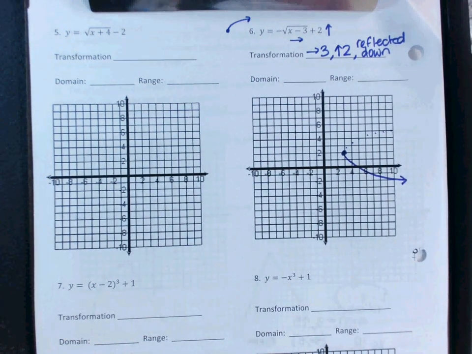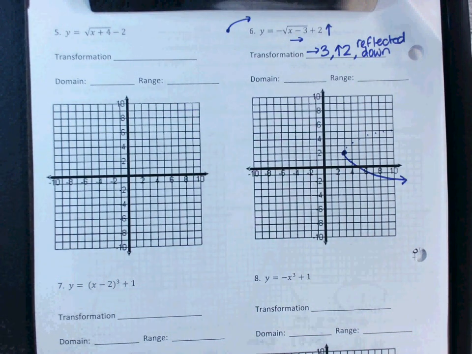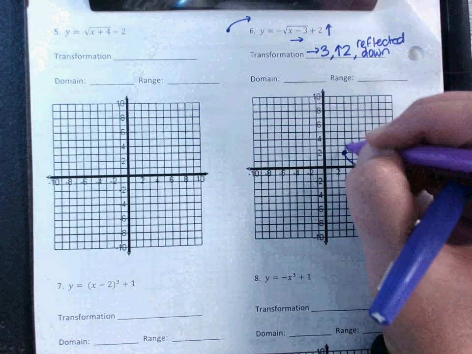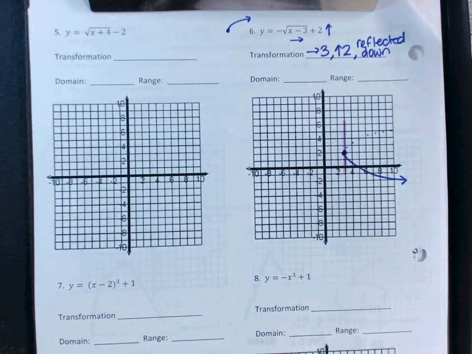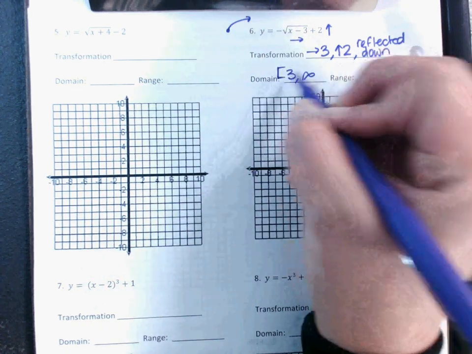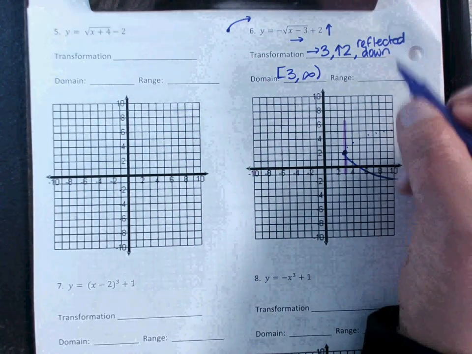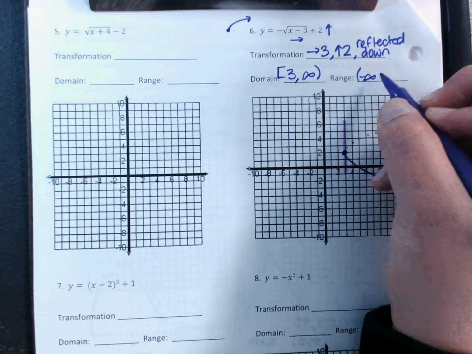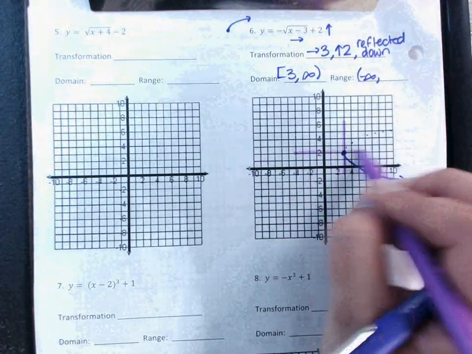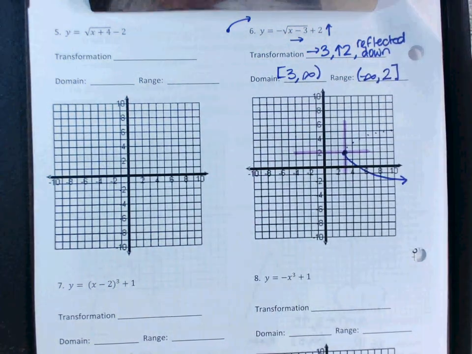Now, my domain, how far back does my graph go? This is not in all real numbers. Where does it start? What x? 3. And it goes to where? Infinity. My range, how low does it go? Negative infinity. And then it goes how high here? 2. Very good.